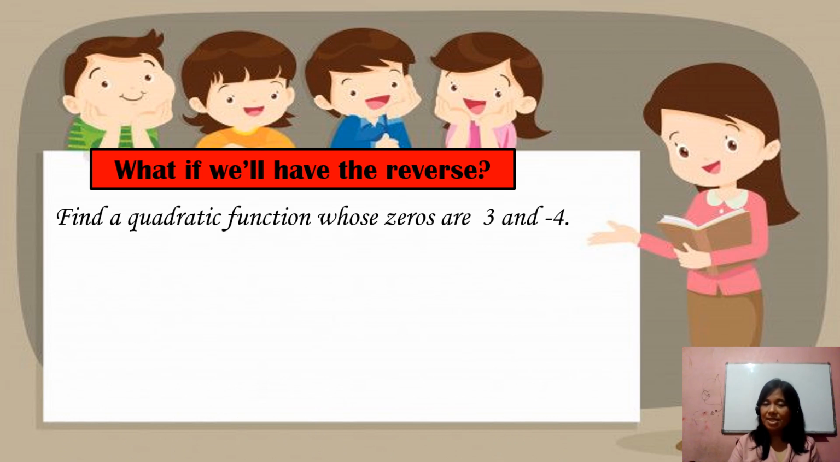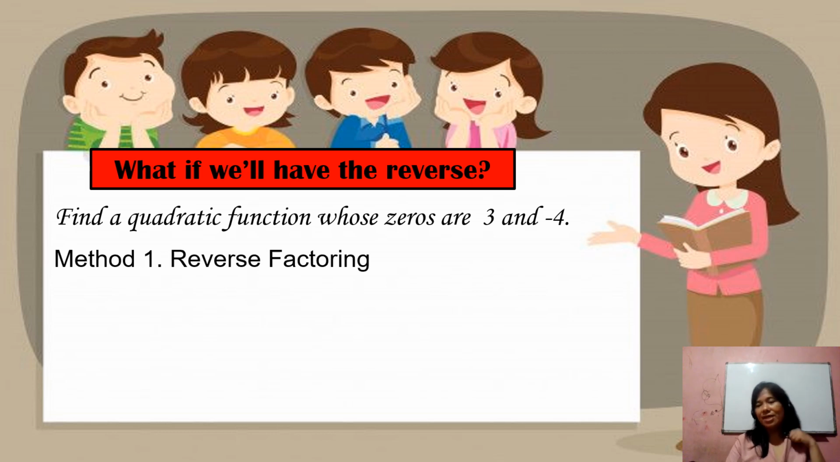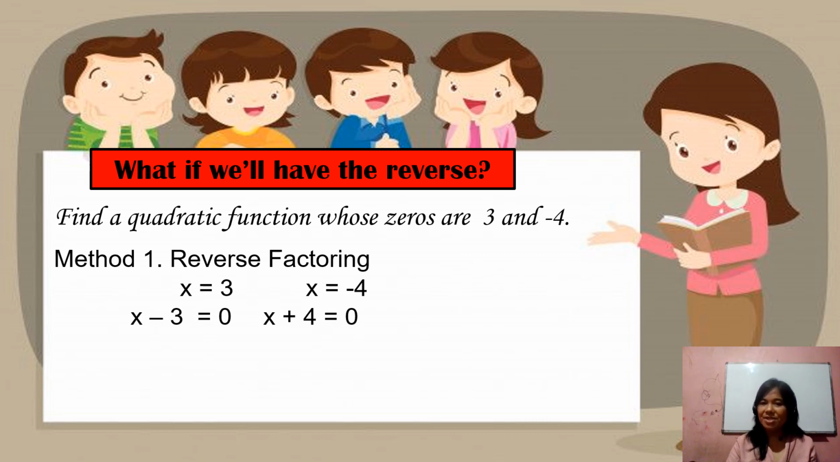Okay. We have one more. So, 3 and negative 4, method 2 and method 1. Method 1 first, reverse factoring. The 3 and negative 4 are coming from x equals 3 and x equals negative 4. We transpose both, and we have x minus 3 and x plus 4. Combine them, then do the FOIL method.